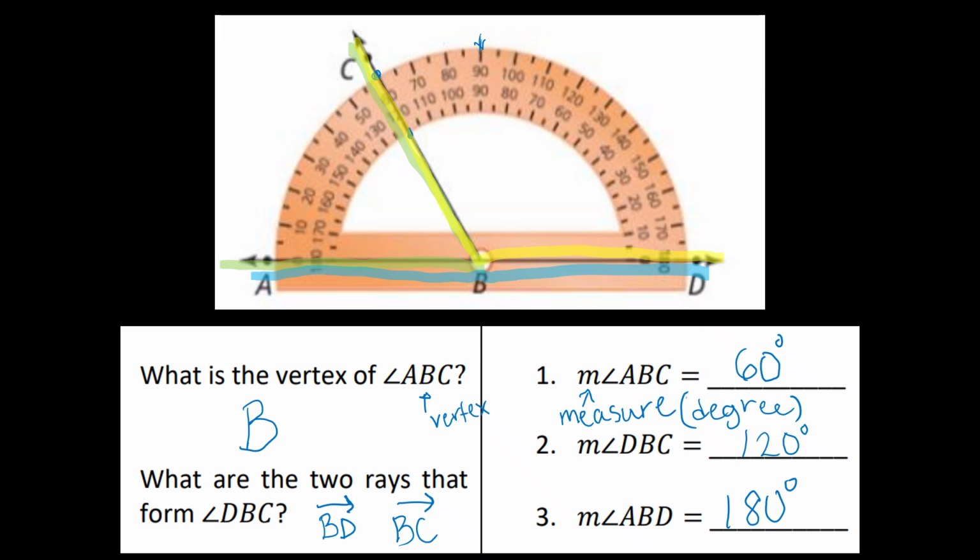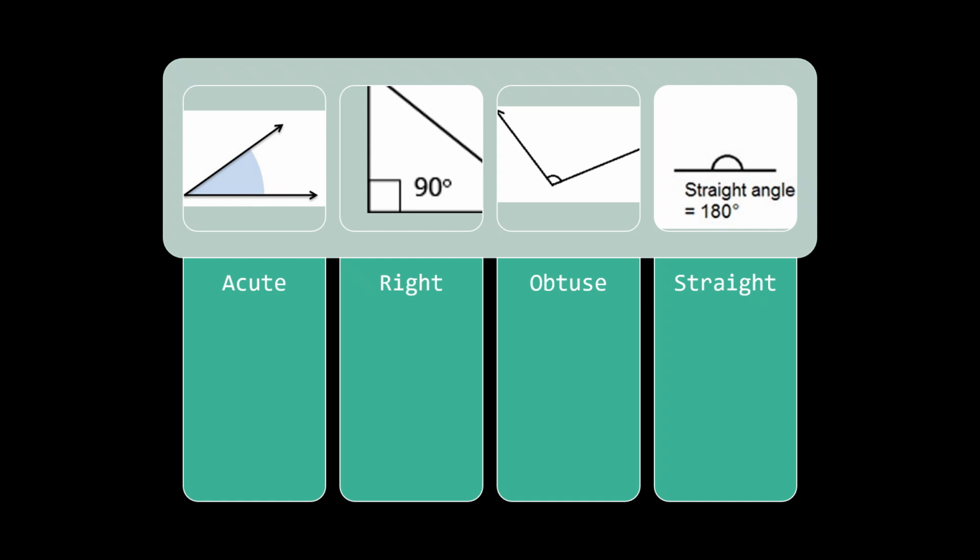There are actually some classifications of angles that are useful to know. The first classification is an acute angle. An acute angle is an angle that measures between 0 and 90 degrees. It's not very open, it's cute because it's so closed up. A right angle is exactly 90 degrees.